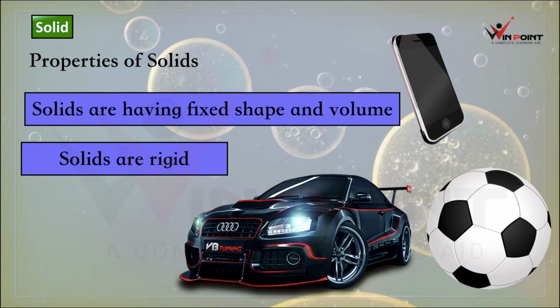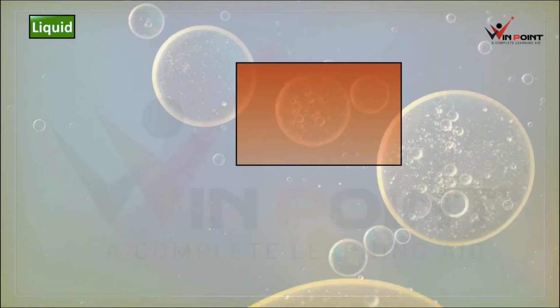They are rigid. What is the reason for this rigidity? Rigidity is because of the arrangement of particles in the solid. They are arranged very closely and they are tightly packed. That's the reason for this rigidity. Now we can discuss properties of liquids. First we can discuss the arrangement of particles.